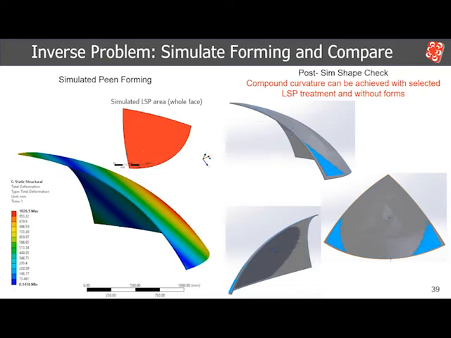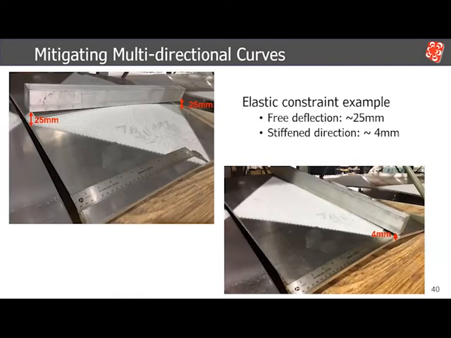So this becomes a viable manufacturing process. If you don't want the multi-directional elements, what can we do? That's where our elastic constraint examples come in. This is a relatively basic sample.